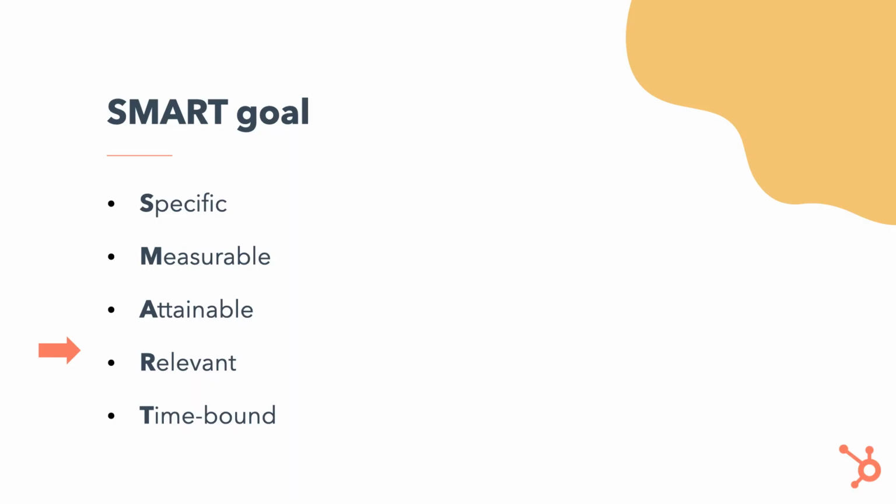Next, make your goal relevant. Relevant goals will help you move in the direction you truly desire. You can allocate your time to an infinite amount of activities, but it's important to prioritize activities that will push you closer to your goal. Consider how your goal aligns with your inbound marketing activities or company-wide goals.